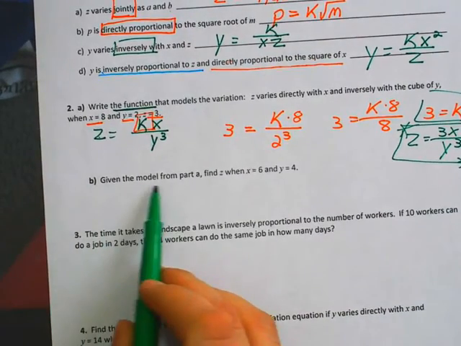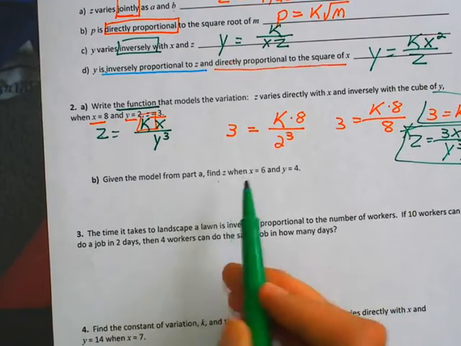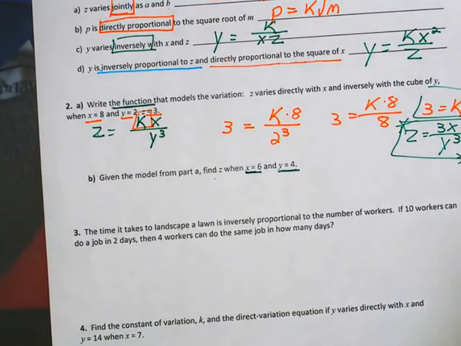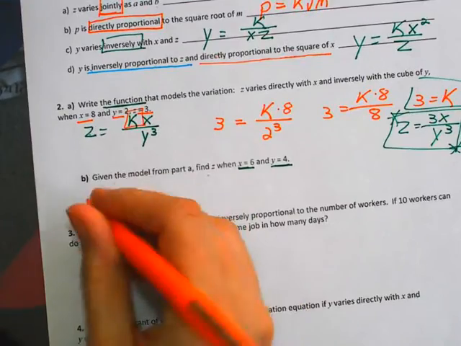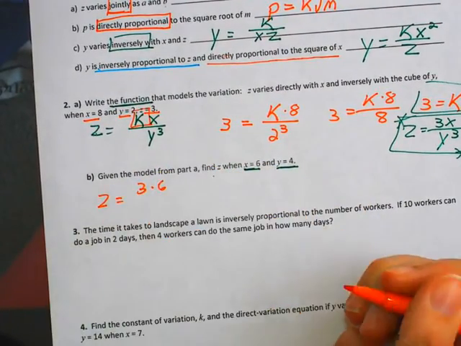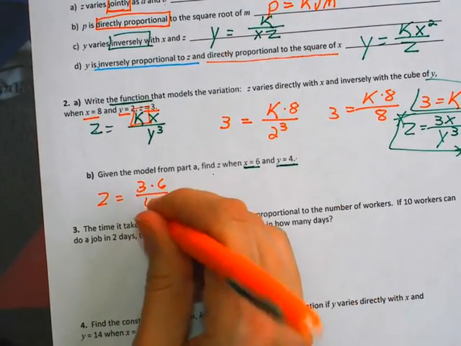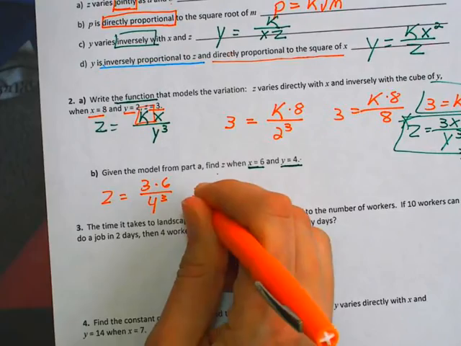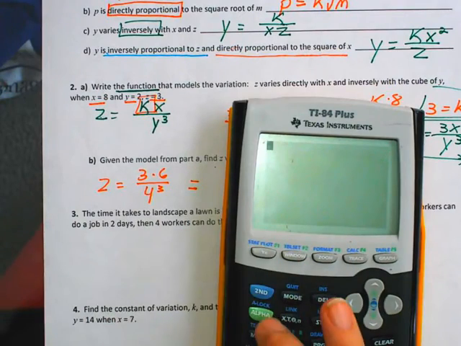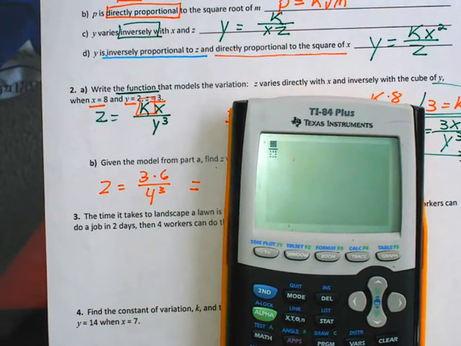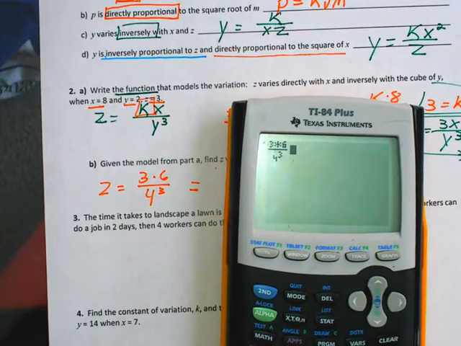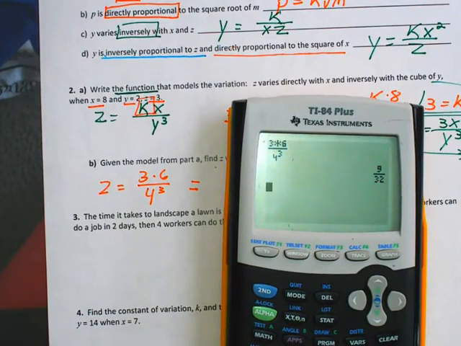All right, next it says given the model from part A, find Z. Okay, so they want us to solve for Z, and they've given us X, and they've given us Y. And we know that our constant is 3. So Z equals 3 times, I'm just substituting, 6 over 4 cubed. Okay, we could put that into the calculator. Remember to get the fraction line, we can go alpha Y equals. So I have 3 times 6 over 4 to the power of 3, arrow out, enter. So 9 over 32.